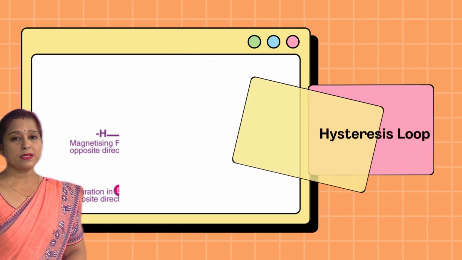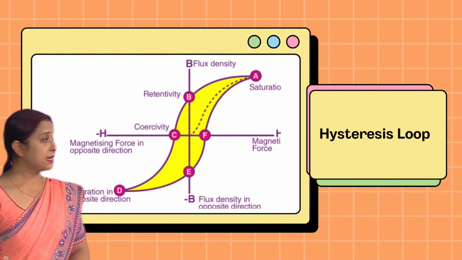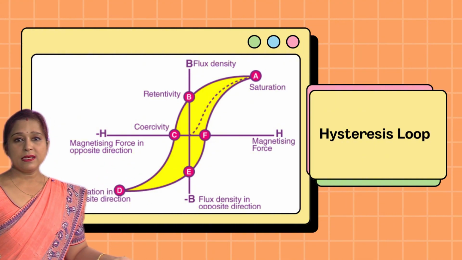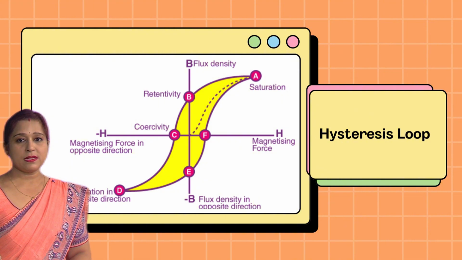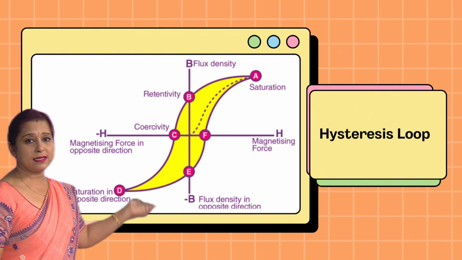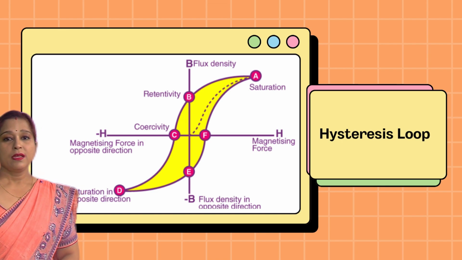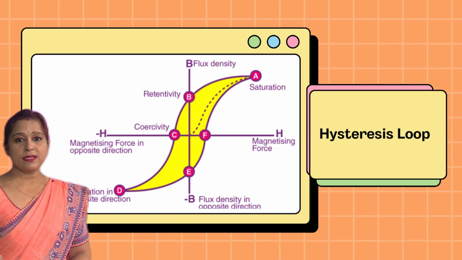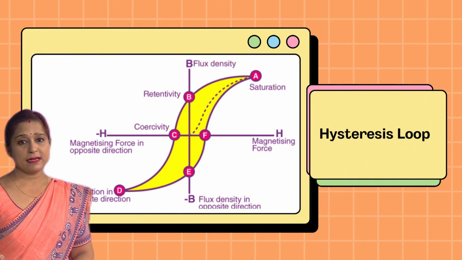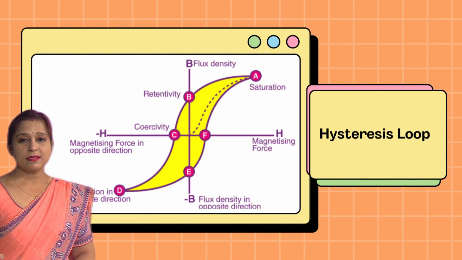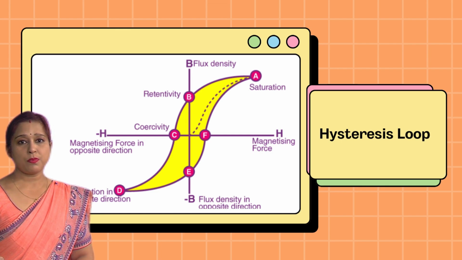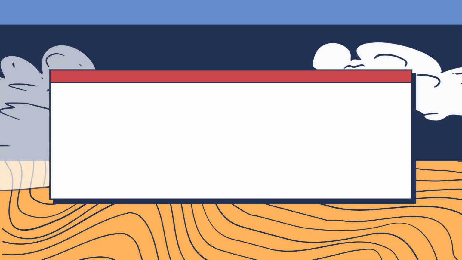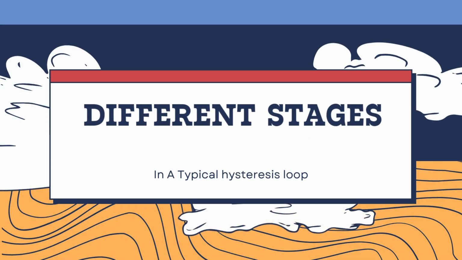The hysteresis loop is typically plotted with the x-axis representing the applied magnetic field or intensity of magnetic field, while the y-axis represents the magnetization or magnetic flux density of the material. The loop is formed as the magnetic field is gradually increased, decreased, and then increased again. Thus, it illustrates how the material responds at different stages of the applied field. Let us understand the different stages in a typical hysteresis loop.